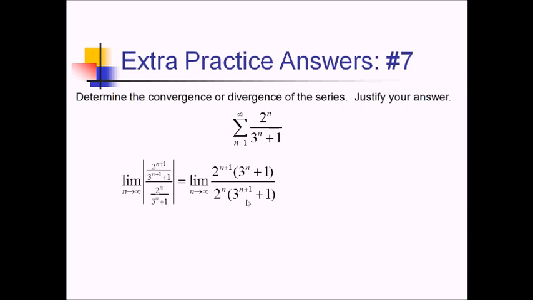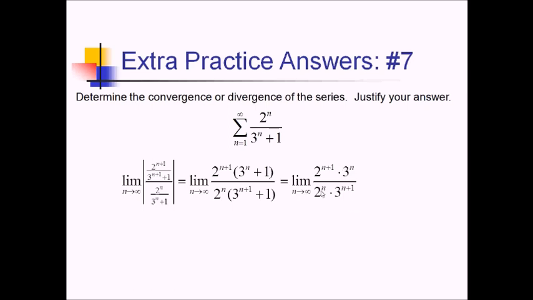Let me clean this up a little bit. Since I'm taking a limit at infinity, I can ignore these slower growing terms of plus 1s. So I've really just got 2 to the n plus 1 and a 3 to the n in the numerator, and a 2 to the n and a 3 to the n plus 1 in the denominator. Now I can reduce this a little bit.